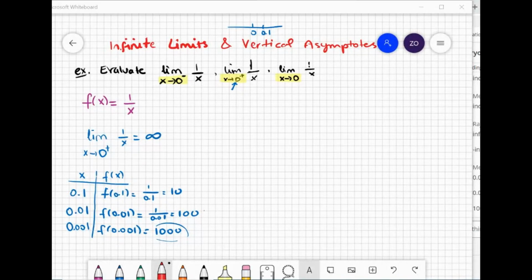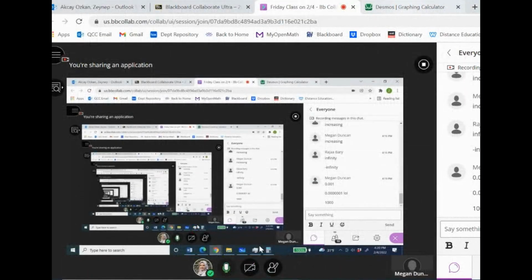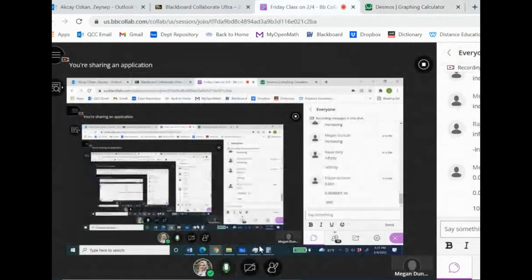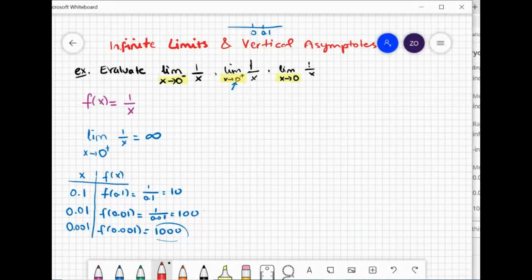We also saw it on the graph: as x values get closer to 0, the y values go to positive infinity. So we found this limit. Now let's look at this one. What do you think the limit as x goes to 0 from negative values equals?